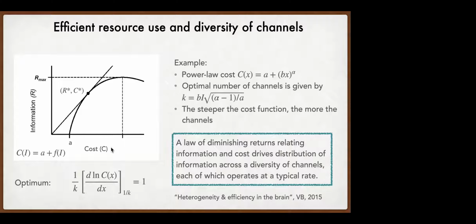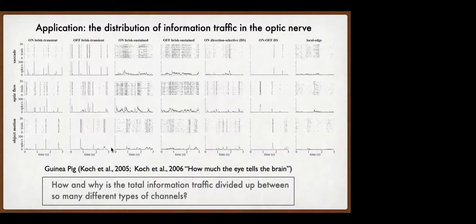Okay, so I'm going to take this interpretive framework and think about the actual retina in this language. Here are many different kinds of retinal ganglion cells. This is guinea pig terminology: on brisk transient, off brisk transient, etc. And what's being shown is different kinds of visual inputs to the retina. These are saccades, where the eye moves in a jerky manner between one location and another location, right?